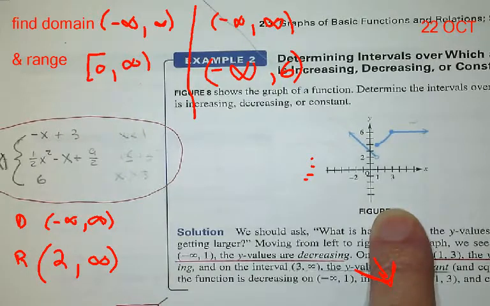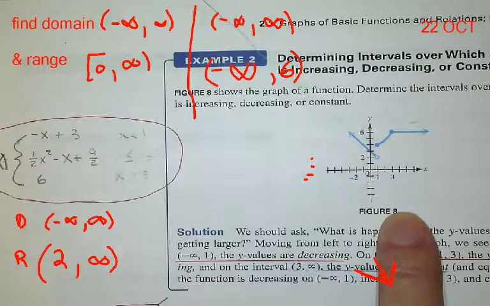So the domain's all real numbers. The range is that. You should be able to do half of today's homework. Yes, yay! And then we'll do the other half in a second.